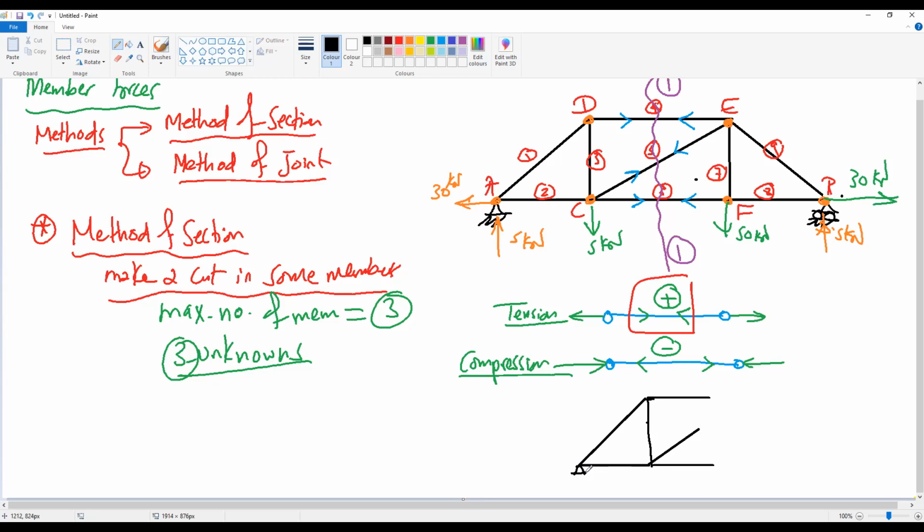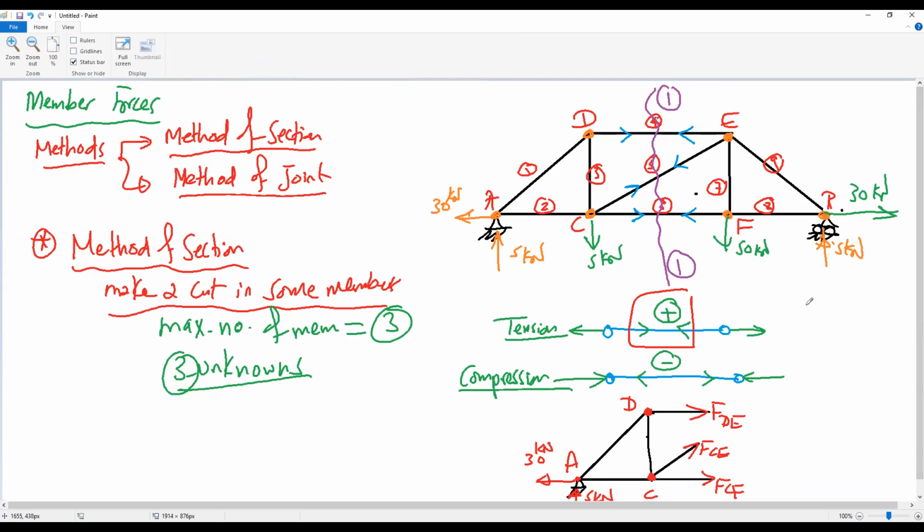We have here the two reactions, 30 kilonewton, 5 kilonewton, and we have the force here, the force here, the force here. This force we will call FDE. This force is FCE. This force is FCF. And we have joints here, joint C, joint D, and joint A. Okay. Anyone has an idea how to get the forces in these members?